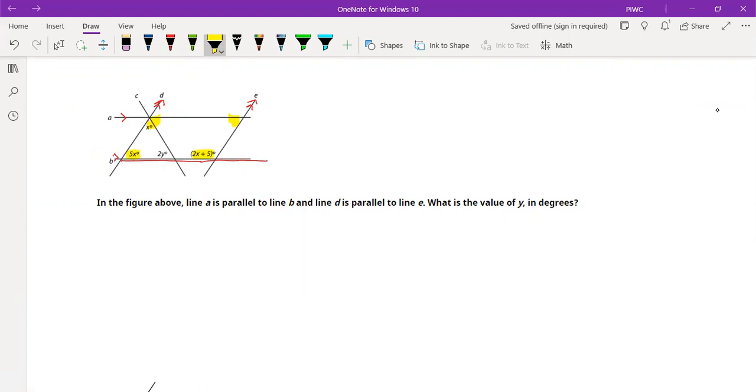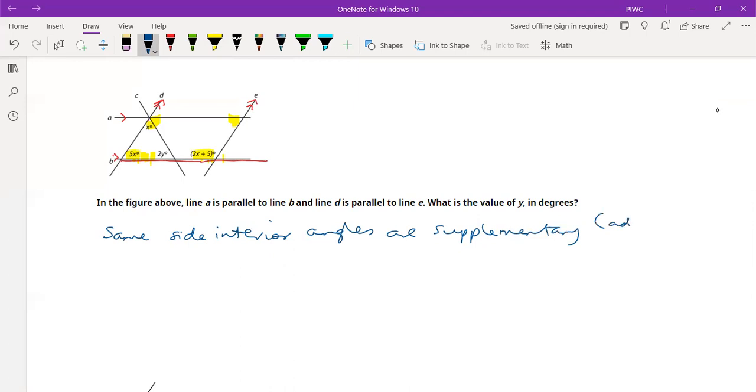Which property can we use here? I know that these two interior angles on the same side of the transversal, right? So we've got same side interior angles. Same side interior angles are supplementary. They add up to 180 degrees. So that's another property that we have to think about. Same side interior angles are supplementary, that means they add up to 180.